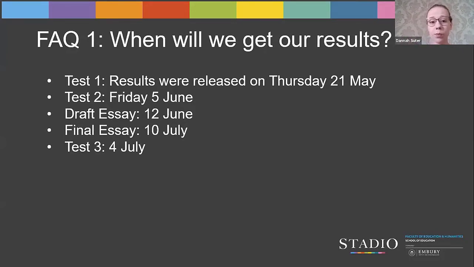Test 2 marks will be released probably on Friday, the 5th of June. So it's going to take us about 2.5 weeks to get through all those test 2s, especially because so many people did both tests. So there's quite a lot. Then we have the draft essay. That's going to be returned to you on the 12th of June. The final essay will be on the 10th of July, and test 3, the 4th of July.